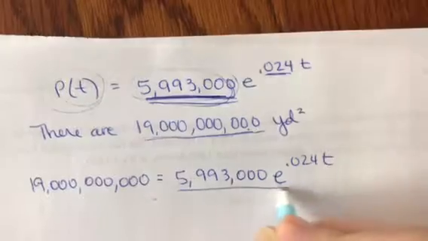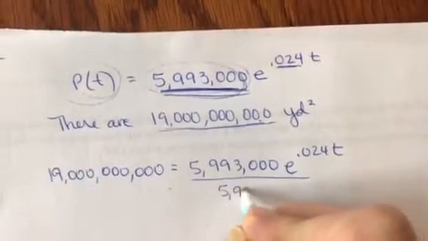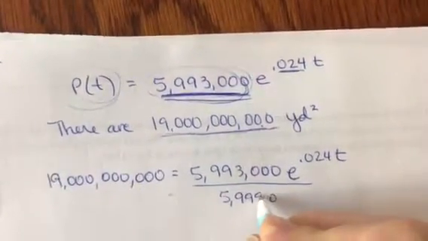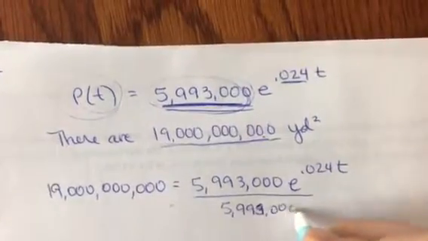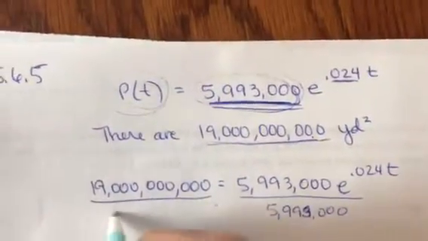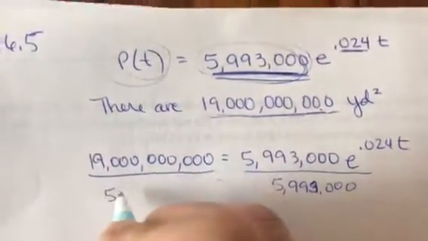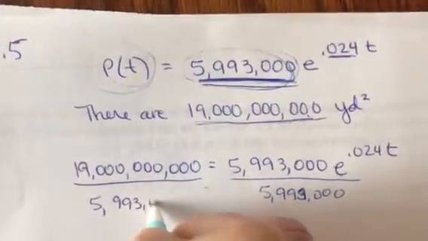So I'm going to divide both sides by this value right here. Oops, I just copied that down wrong. That won't work very well. So I'm going to put that in there: 5, what is that? 1,993,000.